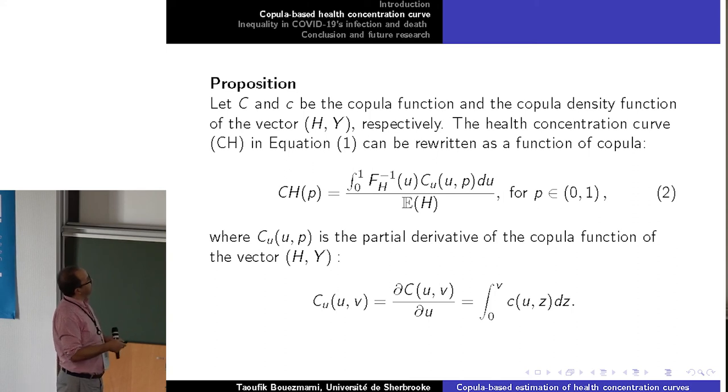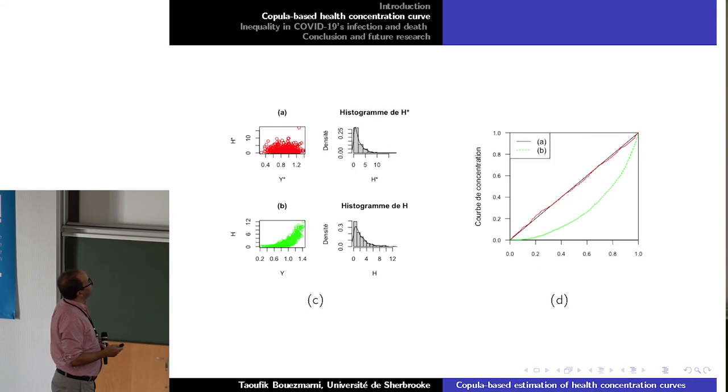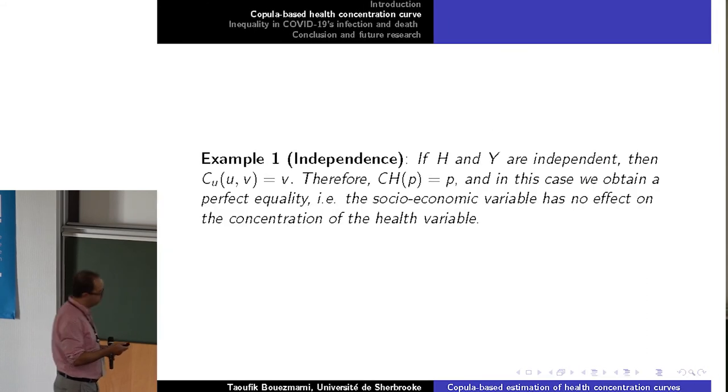Now, as I said, the idea here is to consider different estimators of this copula derivative and see whether there are some improvements compared to the existing estimator, which is the empirical estimator. I will skip this to make sure that I stay on time. Some examples: if you have independence, as I mentioned before, then this curve is just the 45 degree line. In this case we are talking about perfect equality, conditional on the socioeconomic variable. This means that the socioeconomic variable has no effect on the concentration of the health variable.